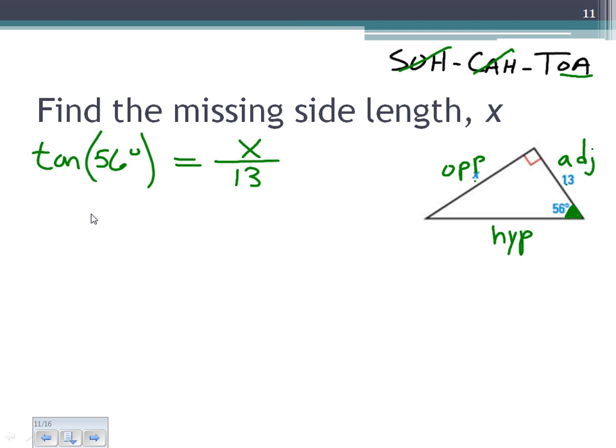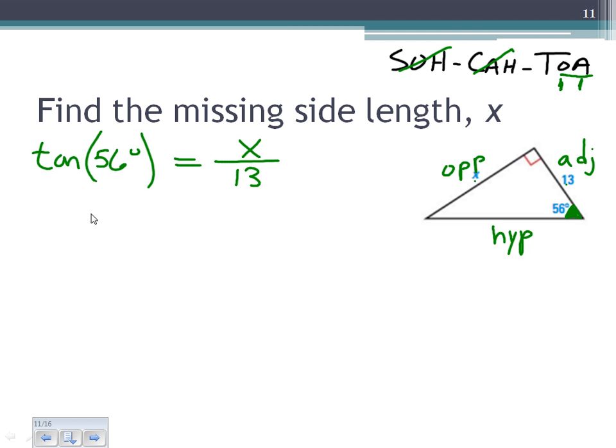Those who did not get that, what was the mistake that you made? Forgetting what to do. Anybody put 13 over x? And remember, this second letter comes first, so it's always opposite over adjacent. Did you match these up correctly in your triangle? So let's take that extra step then and label them as opposite, adjacent, and hypotenuse, and you'll avoid that mistake. What's my step from here? Once I got it set up, I think you guys should be good.